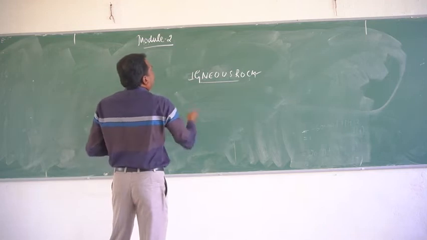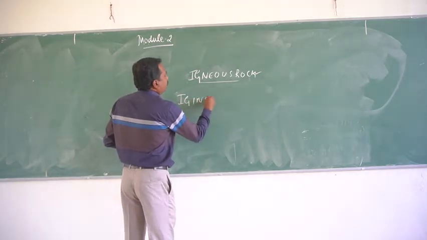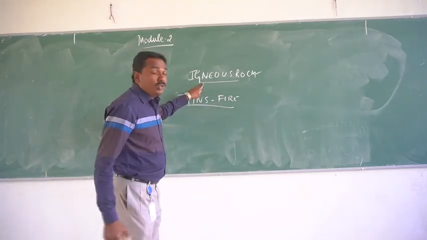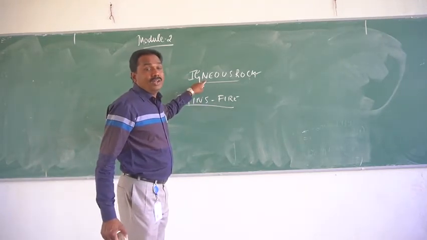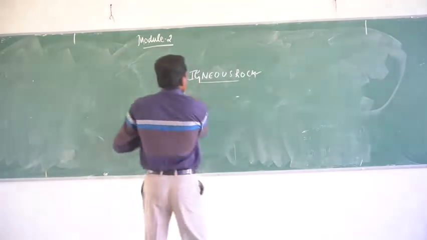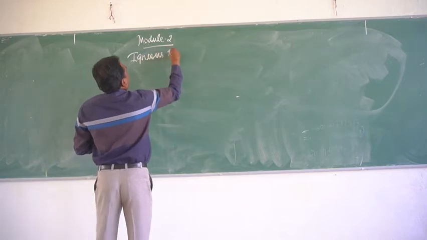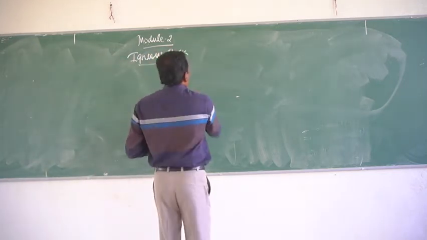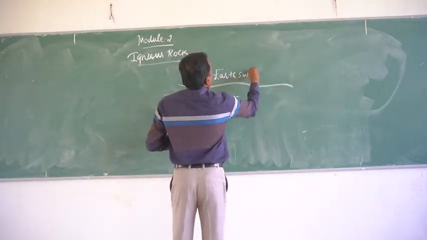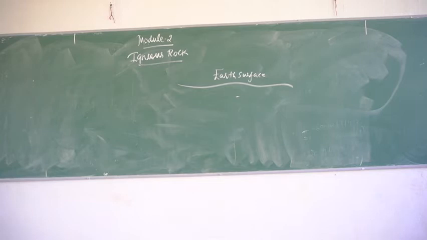Igneous rock is from ignes, a Greek word. Ignes means fire. Igneous means fire. This is the source for forming the rock structure. How is it so? Just consider right here. This is igneous rock. How does it form? Assume this is the earth surface. What happens beneath the earth surface?